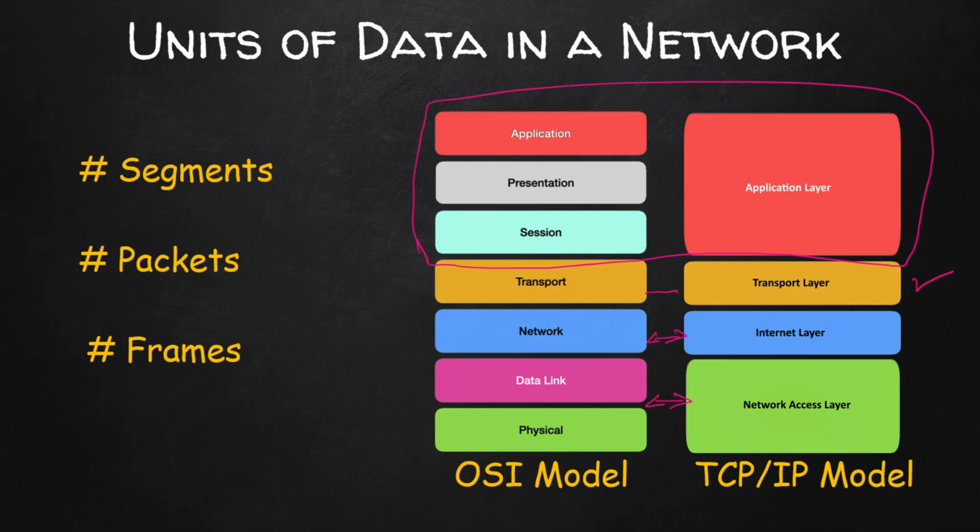Here the data doesn't change. It only transfers from one layer to another layer. But when it reaches a different layer, its name gets changed. Its unit is getting changed. That is the only thing. There are three major units of this data encapsulation: segments, packets and frames. Basically, we call the data packets everywhere.